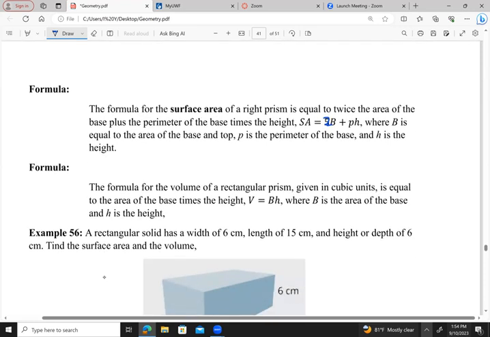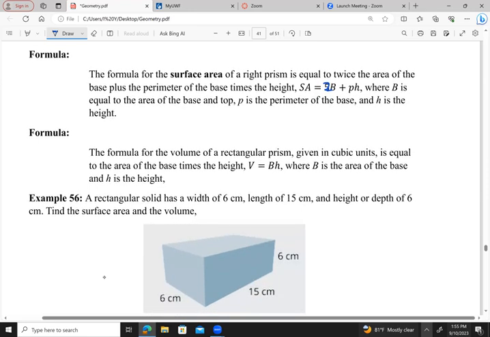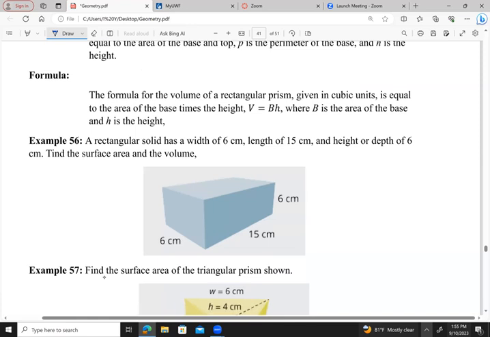The formula for the volume of a rectangular prism, given in cubic units, is equal to the area of the base times the height. So we have a rectangular solid with a width of 6 centimeters, a length of 15 centimeters, and a height or depth of 6 centimeters. Find the surface area and the volume.